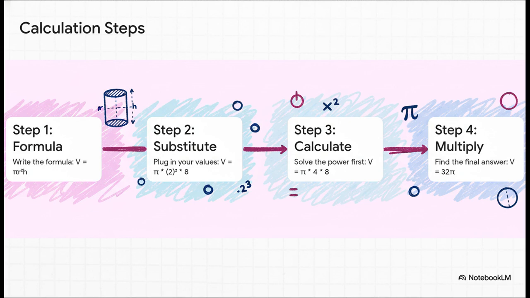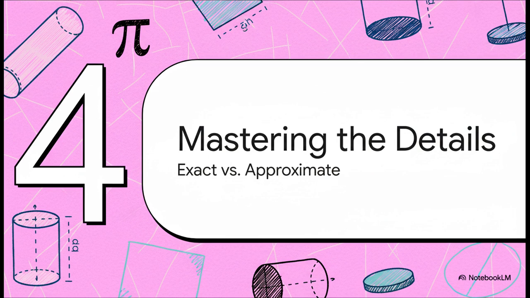Now remember the order of operations. We've got to handle that exponent first. So 2 squared, that gives us 4. And for the final step, we just multiply everything together. 4 times 8 is 32. So our answer is 32 pi. And we're just about there.